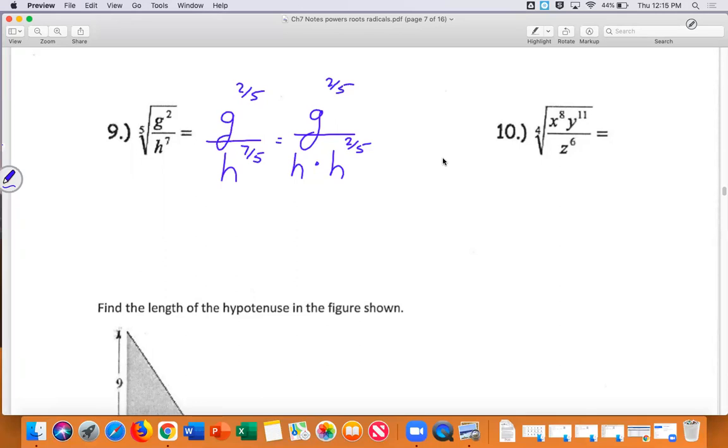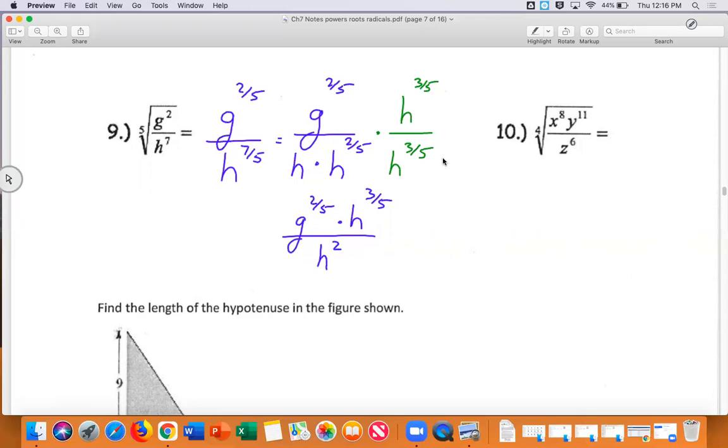All right, so for me to rationalize the denominator, I'm going to want to make this whole. So I'm going to multiply the top and bottom by h to the 3/5, because that will make 2/5, 3/5, 5/5. That gives me g to the 2/5 times h to the 3/5 over 1. And then I have the h out front, so it'd be h squared.